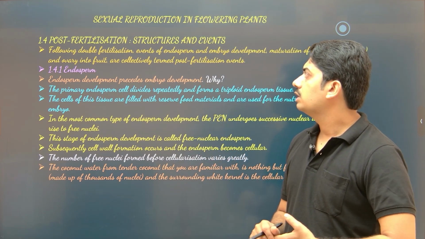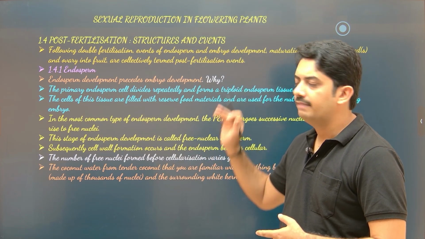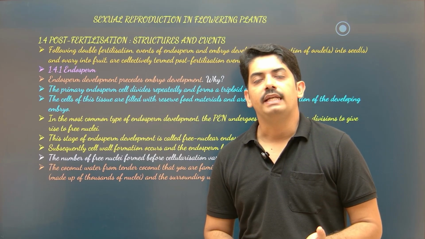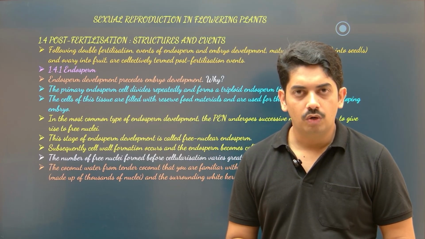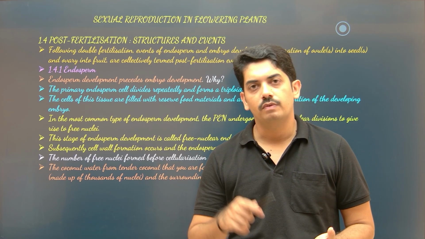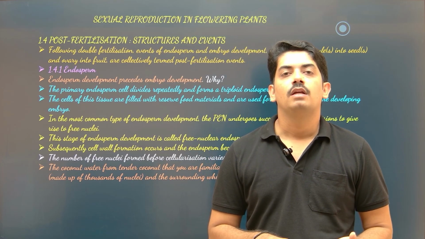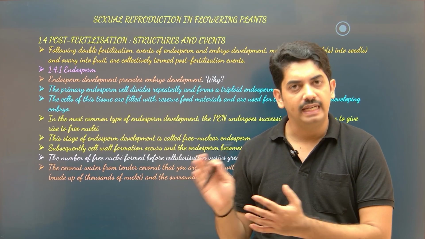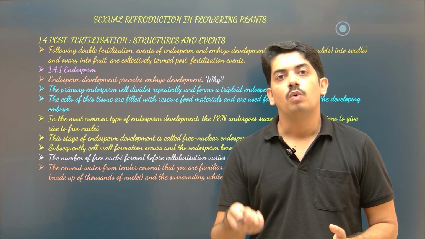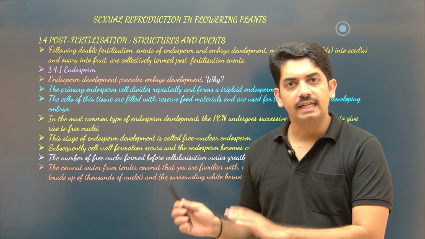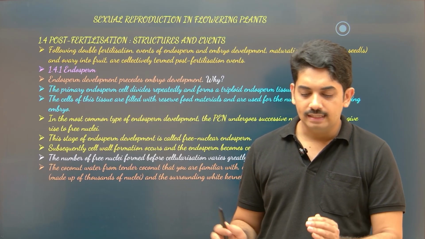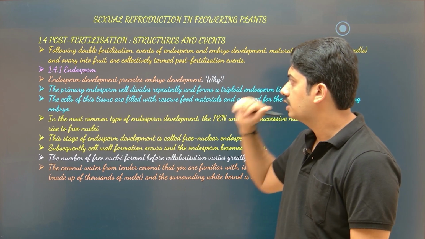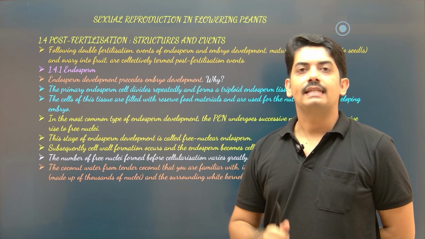So in this post-fertilization structure and events, we study in detail about the endosperm, and the zygote developing into embryo. So we'll study embryos. And then what happens to the ovule? The fertilized ovule develops into seed. We study in detail. What happens to the ovary? Ovary develops into fruit. That we will study in detail. Okay, so these are the aspects which we are going to study in post-fertilization structure and events. Let us see one by one.